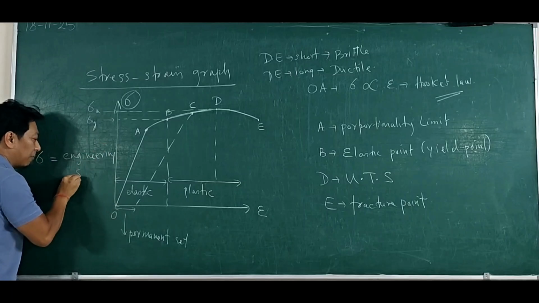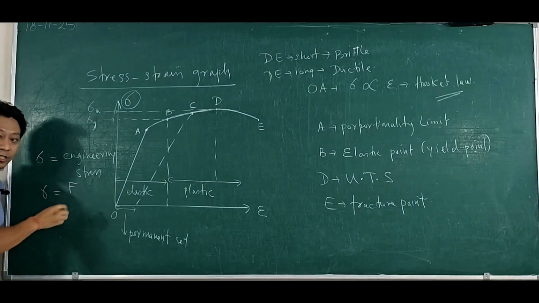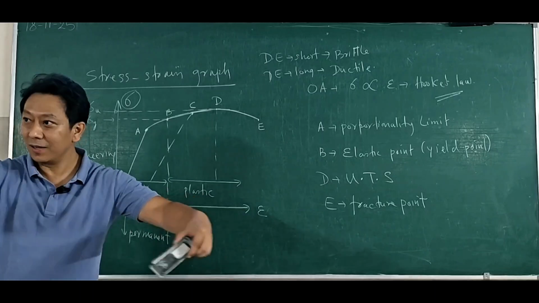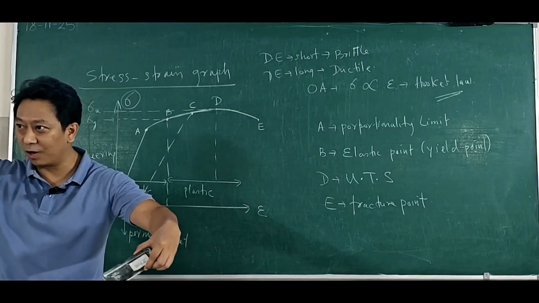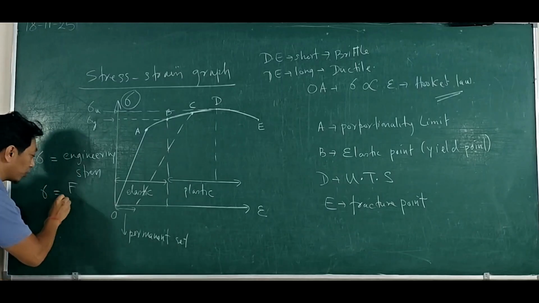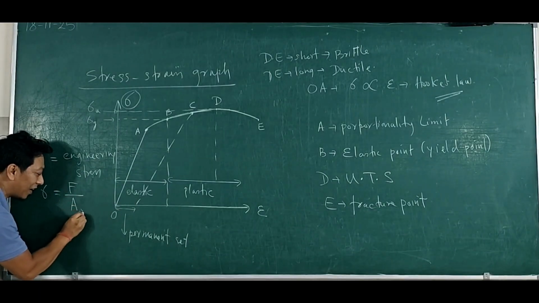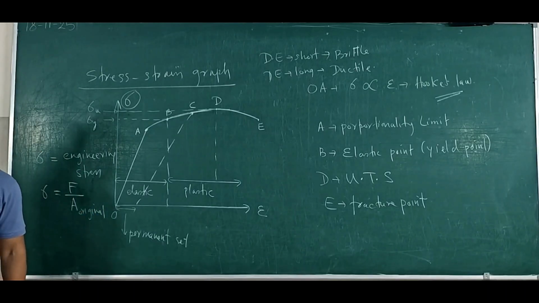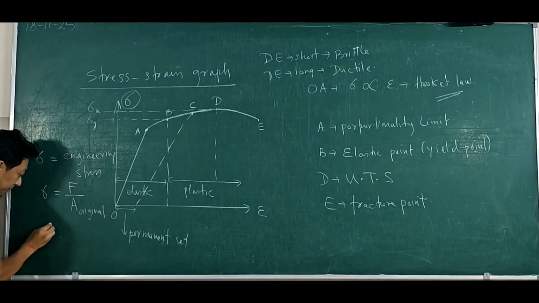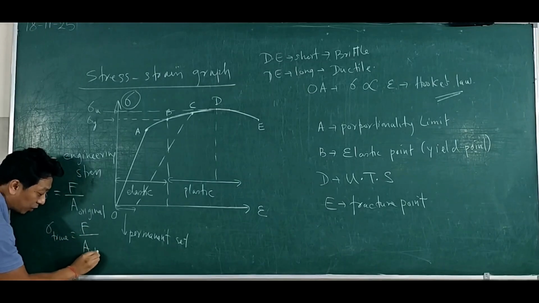Engineering stress is a name. What can I do? It's nothing. It is just the force which is pulling the wire. The sensors, I told you, are measuring the force needed to pull the wire uniformly. It is that force only, but it is divided by the original area, not the actual area of the wire. Original area. Whereas true stress will be F divided by actual area.